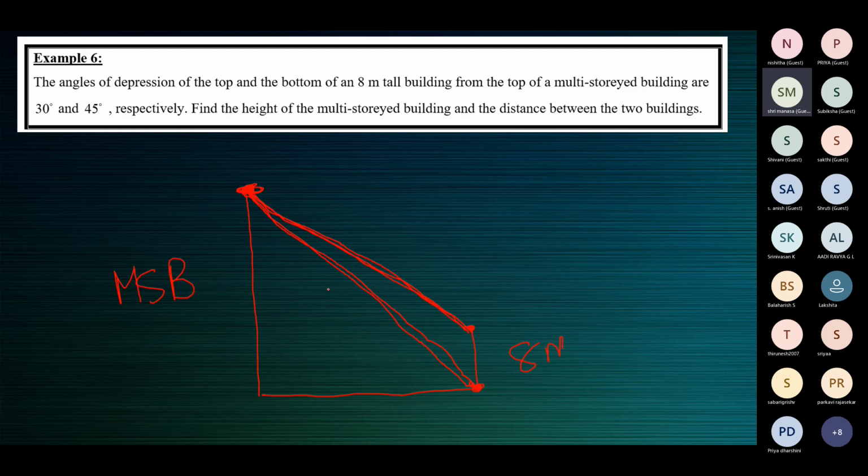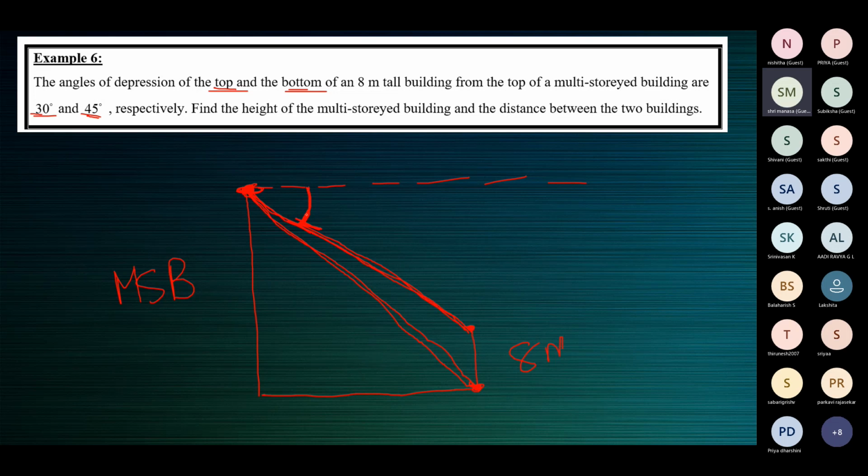Now, the angle of depression of the top is 30 degrees and bottom is 45 degrees. You can see it here. So 30 is for the top, 45 is for the bottom. Which is the horizontal? The line through the eye of the observer. This is the horizontal. We have two lines of sight. Which is the line of sight for the top? This is the line of sight for the top.